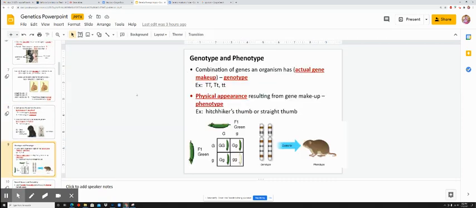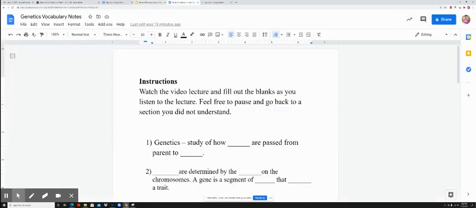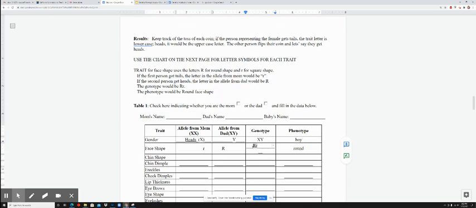Last thing is you need to know the difference between genotype and phenotype. This video is long, anyway, you'll have time to watch it. Genotype refers to what genes they have. Do they have two dominant genes? Do they have one dominant and one recessive? Or do they have two recessive? So right here on the baby lab, this is the genotype. It shows what genes, what alleles they have.